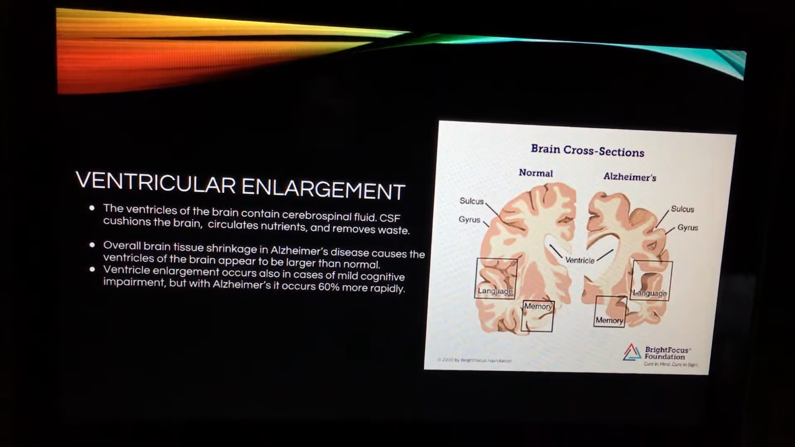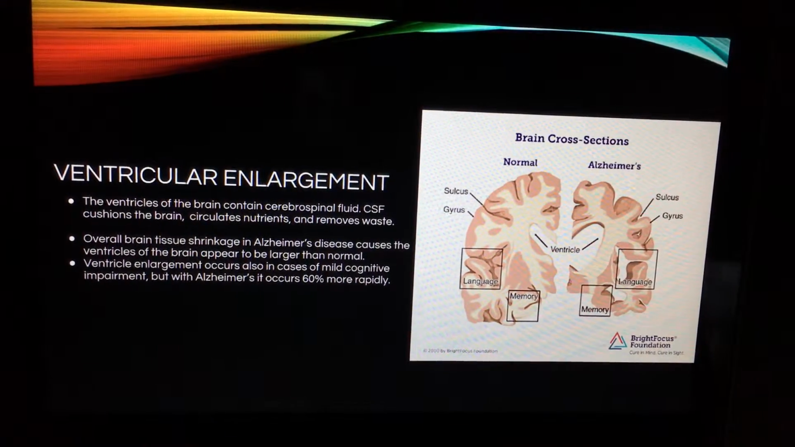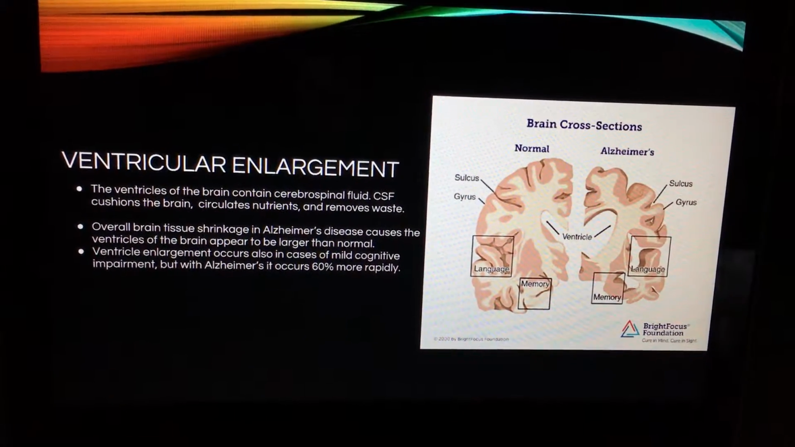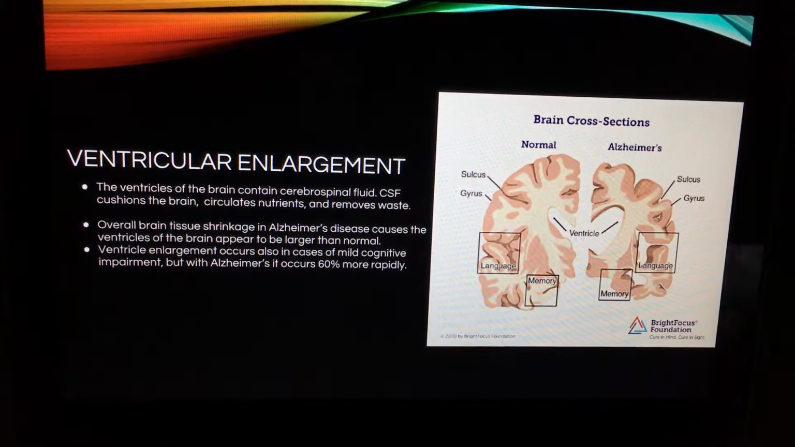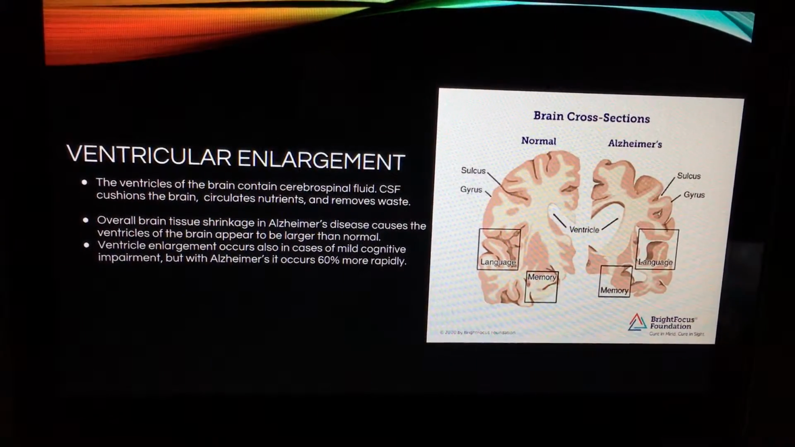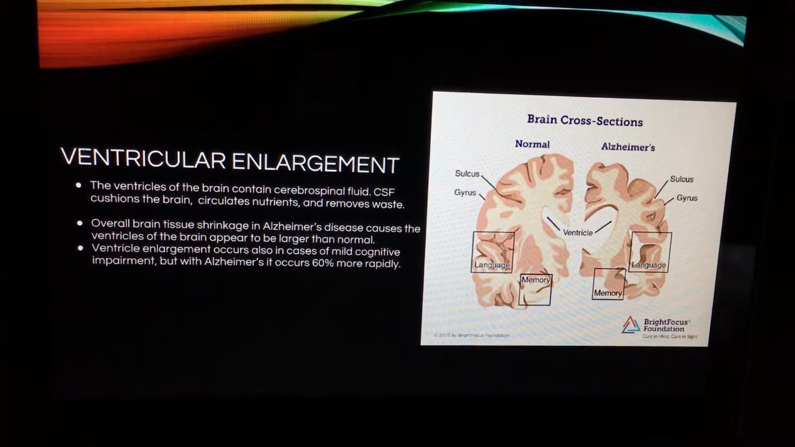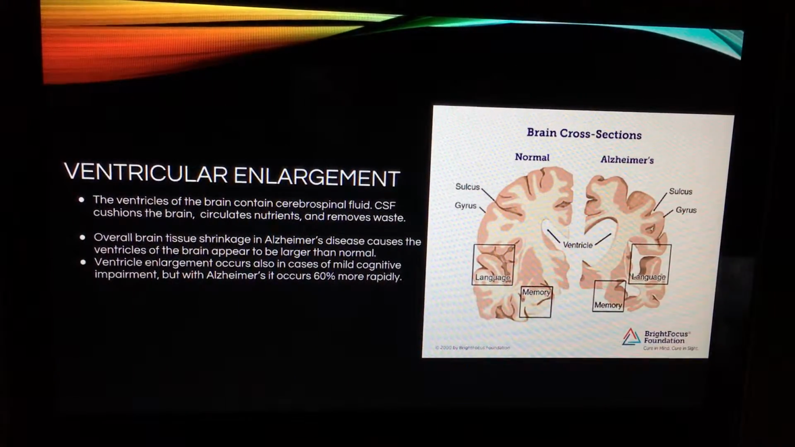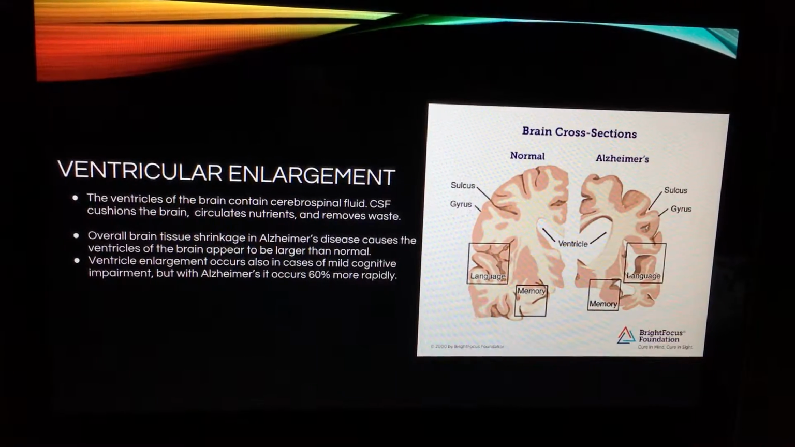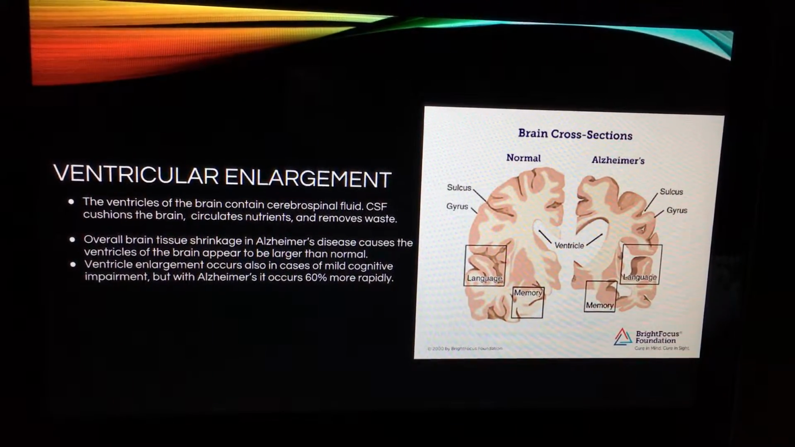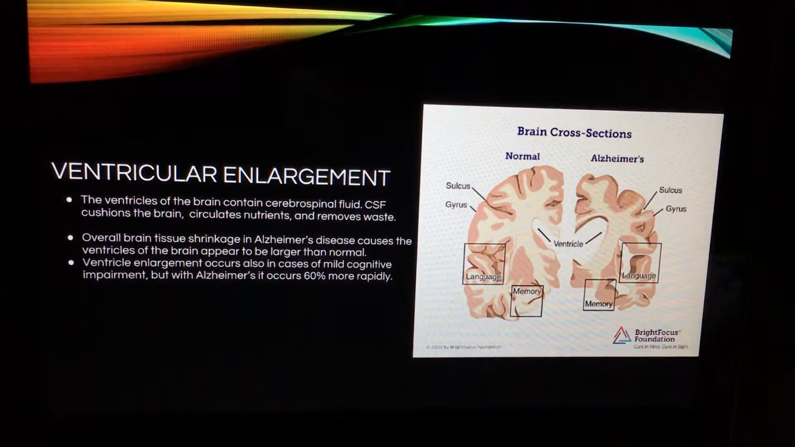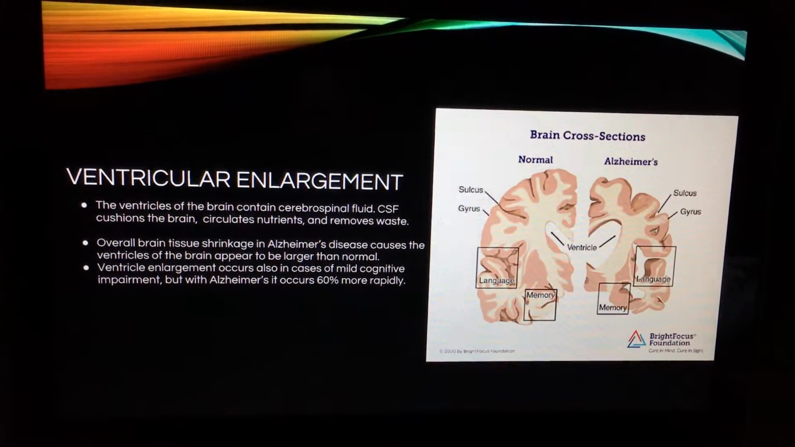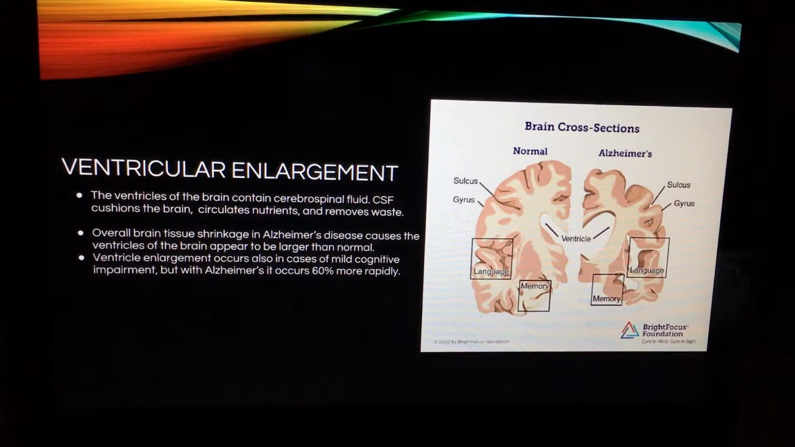The ventricles of the brain contain cerebrospinal fluid. Cerebrospinal fluid cushions the brain, circulates nutrients, and removes waste. Overall, brain tissue shrinkage in Alzheimer's disease causes the ventricles of the brain to appear larger than normal. Ventricle enlargement occurs also in cases of mild cognitive impairment, but with Alzheimer's, it occurs 60% more rapidly.